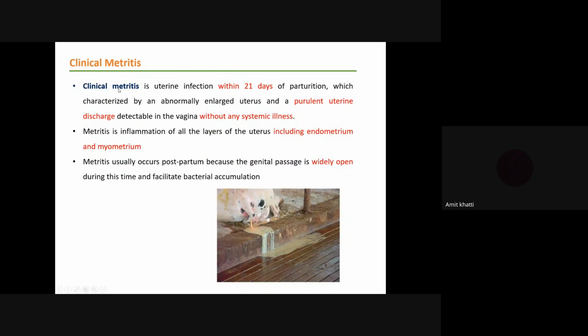The second one is clinical metritis. As you see the term metritis, again all the tissue layers of the uterus will be inflamed, and generally it is also encountered in the same window after parturition, but the nature of discharge is entirely different. As you can see here, the discharge will be purulent in this category, and the animal will not manifest any systemic illness. So based on the nature of discharge and the systemic signs, we can differentiate between clinical metritis and puerperal metritis.